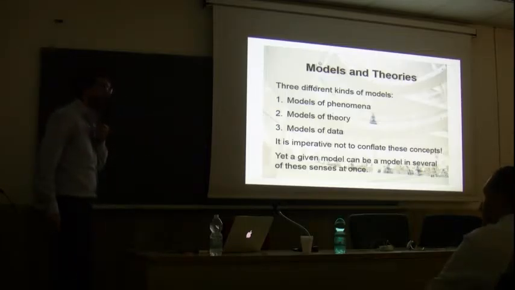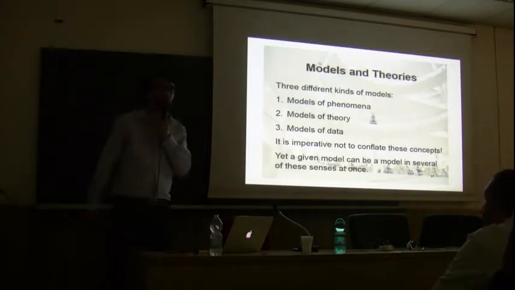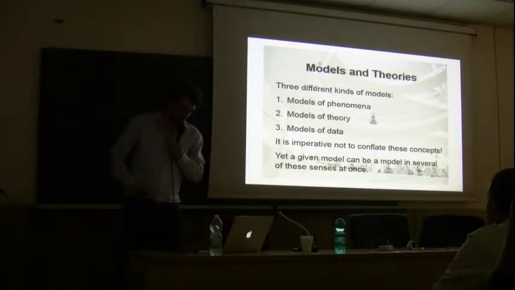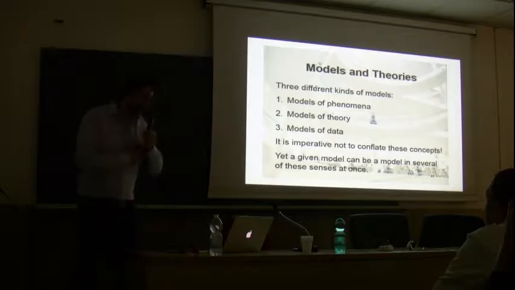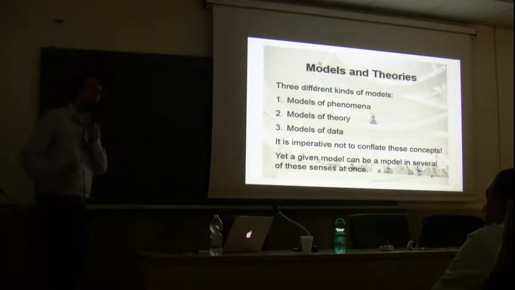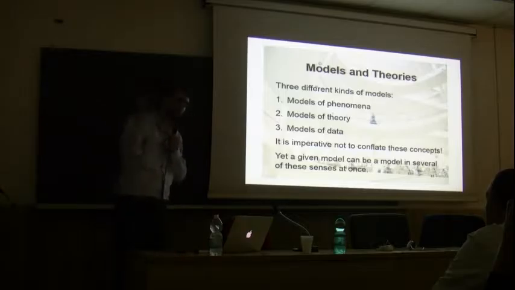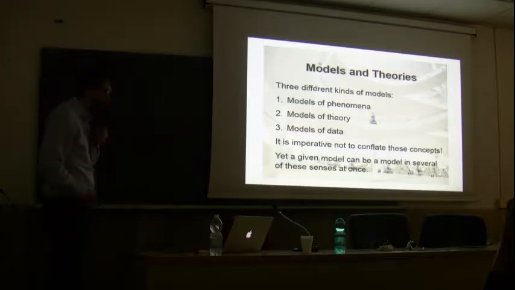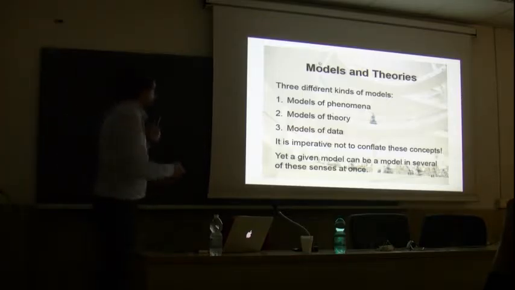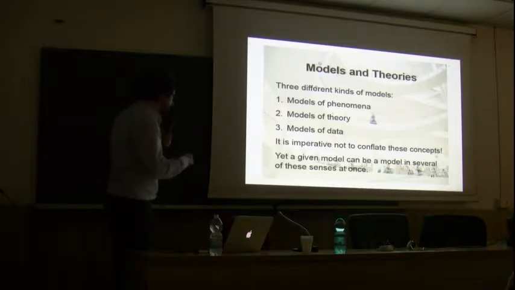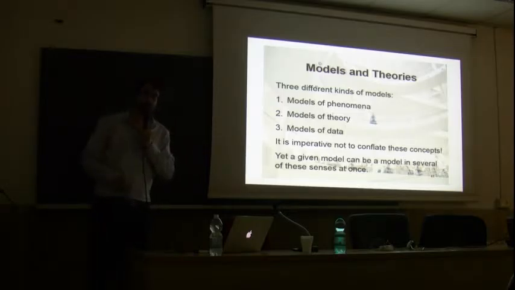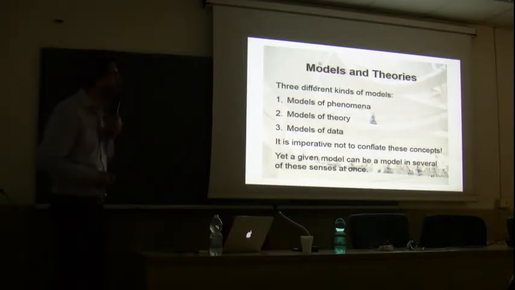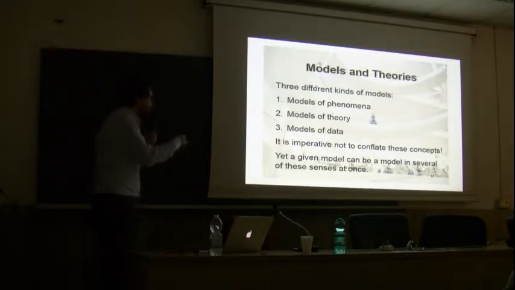And I want to distinguish here between three kinds of models: models of phenomena, models of theory, and models of data. You can of course classify models in many different ways, but I find this a very helpful way of slicing up the cake. I want to make a strong point that it's really imperative not to conflate these concepts. However, it's also important to observe, and I come back to this point later with examples, that this is a conceptual distinction.